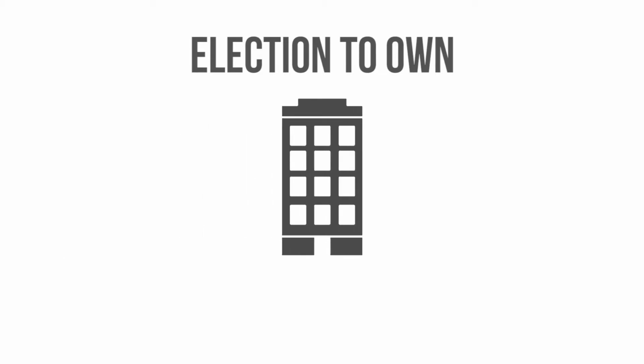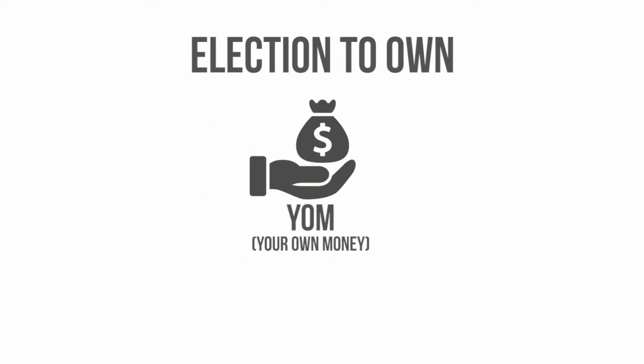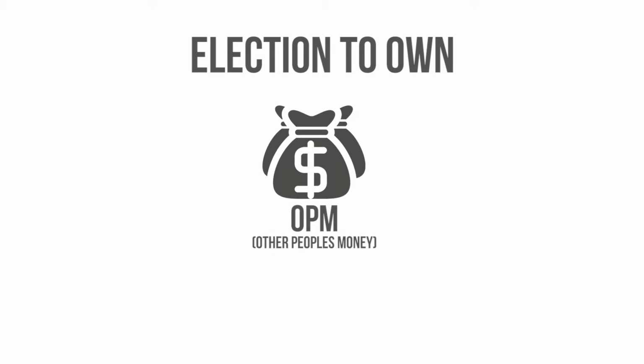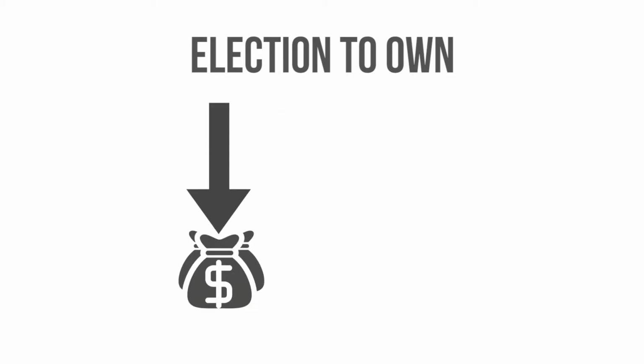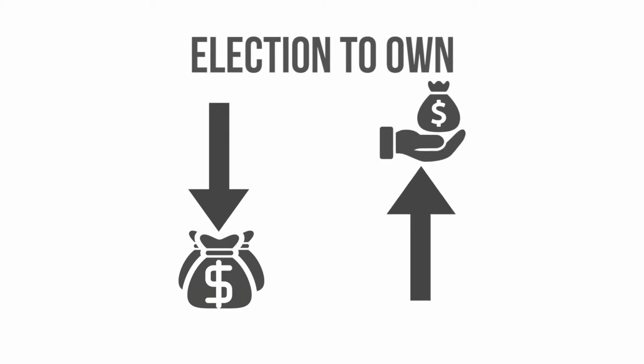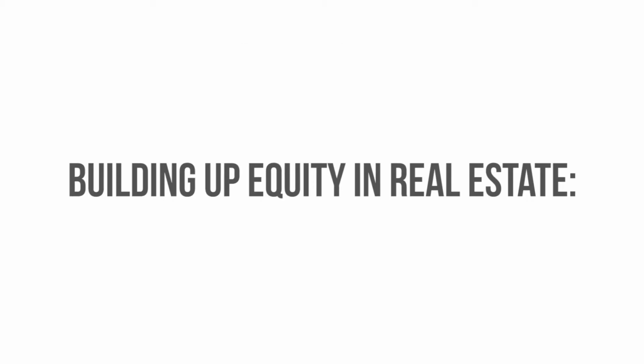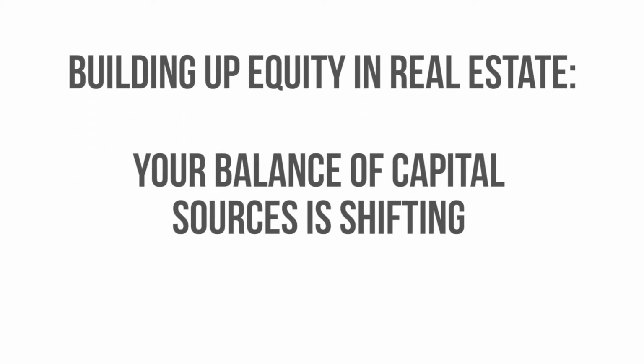Conversely, with the election to own real estate, your loan amortization will alter your mix of YAM and interest-bearing OPM. As you pay down a loan, what you're really doing is reducing the percent of the company that's financed and increasing the amount of the company that's funded with YAM. This is what is meant when one talks about building up equity in real estate. Your balance of capital sources is shifting.